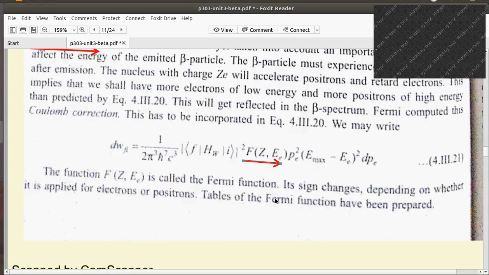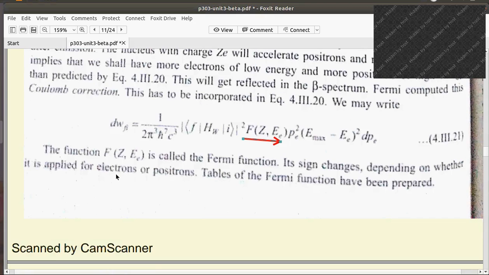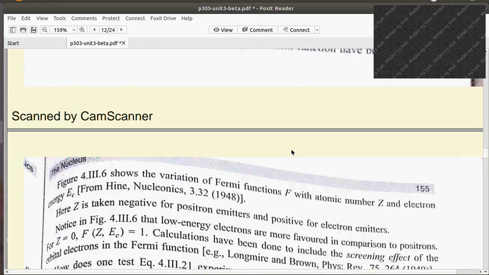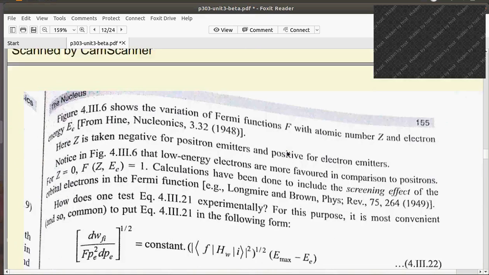Its sign changes depending on whether it is applied to electrons or positrons. So this function is called the Fermi function, and its sign will be positive or negative depending on whether it is electron or positrons. Here it's not mentioned whether it is positive for electron or not, so it can be any sign.